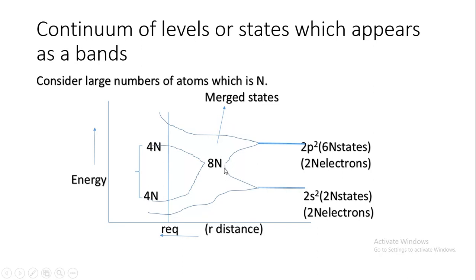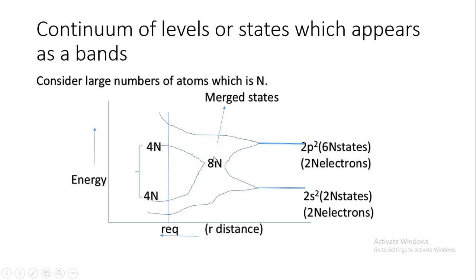In order to maintain continuity, the more the interatomic spacing is decreased, the distance between two atoms decreases, so they will be splitting into bands. Here they maintain a continuum, so they are splitting into bands. Here 8n states are there, but how many electrons can be occupied? Only 4n, because we have 2n electrons and 2n electrons. But states available are 8n.